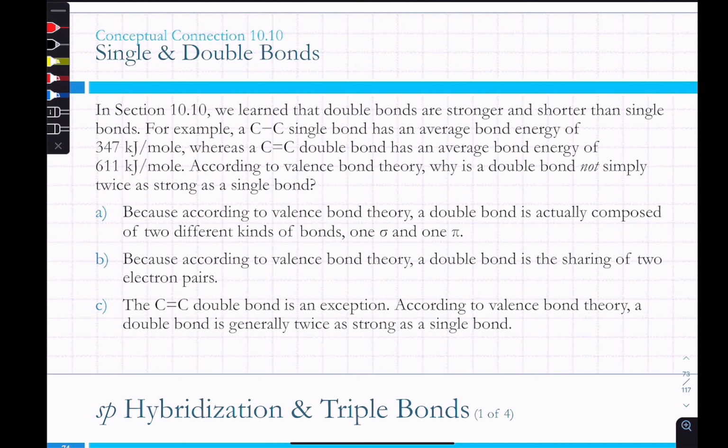The double bond, so the reason it's not B would suggest that if a double bond is just the sharing of two electron pairs, that would suggest that it should be twice as strong because we're sharing twice as many electrons. But that's not the case. And this is not an exception, despite the numerous exceptions that do exist.